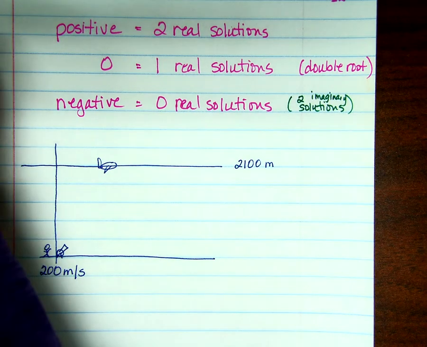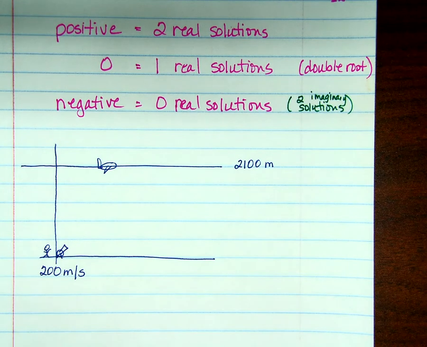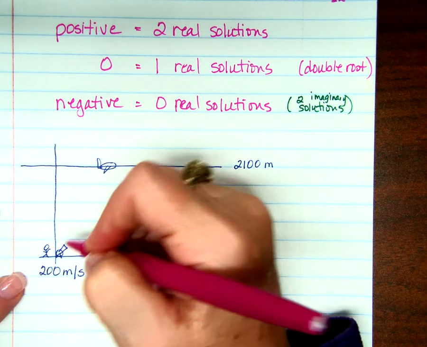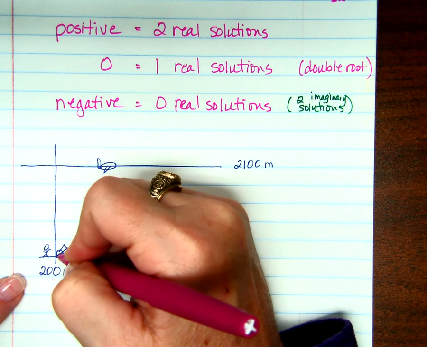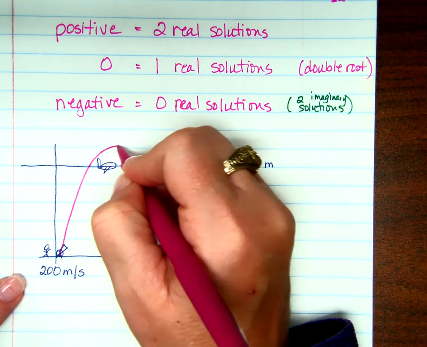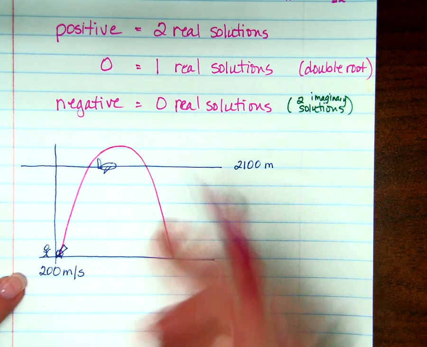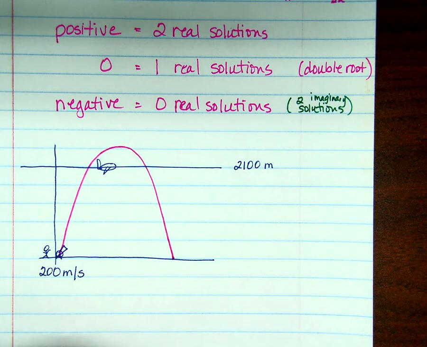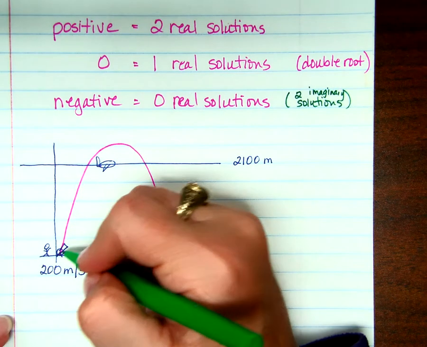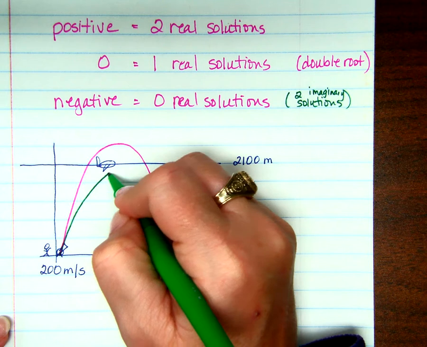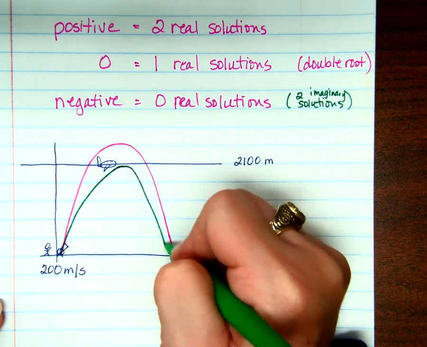Okay? So there's three possibilities that can happen. Okay? He can shoot the cannon like that, right? And it can get as high as 2,100 meters twice. Do you agree with that? Yes. He could shoot the cannon and it could get to 2,100 meters one time.